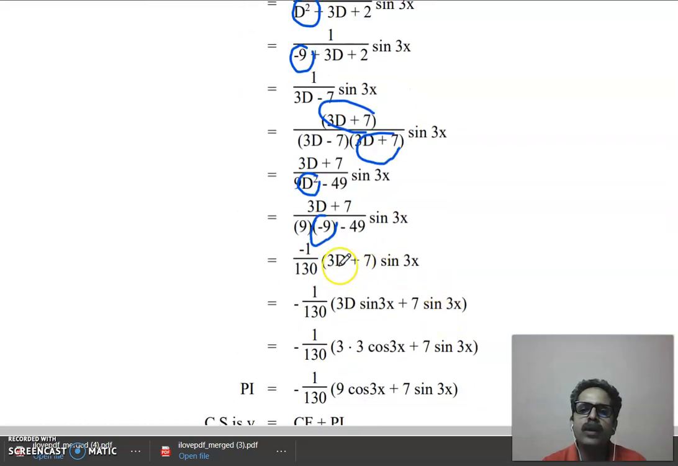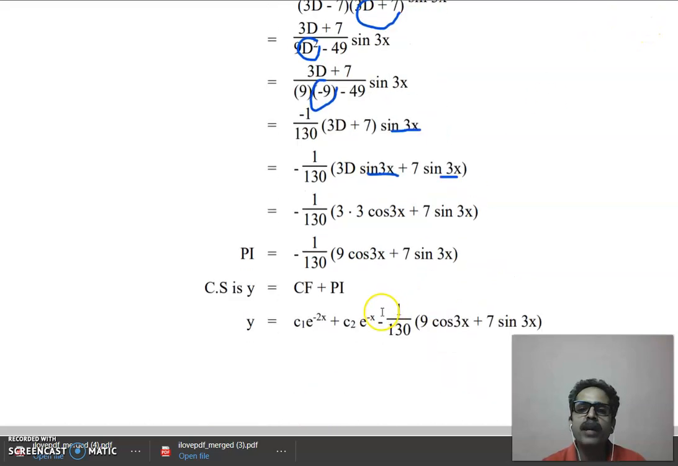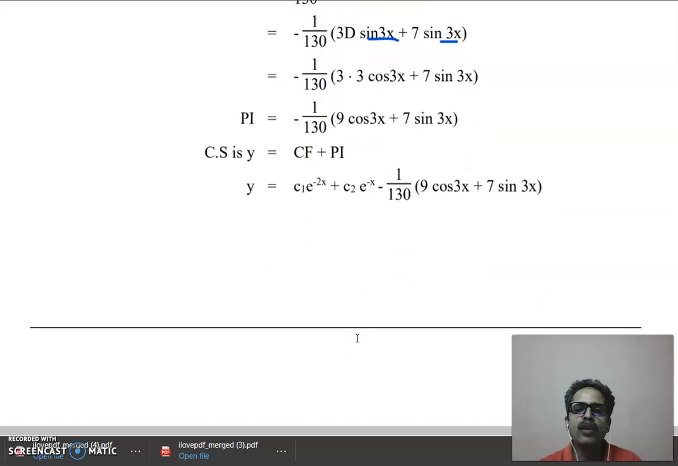Now this operator is left, 3D plus 7 is left. The denominator is constant, you can take it out, and this operator 3D plus 7 is acting on sine 3x. So take term-wise action, and you must note that D of sine 3x means derivative of sine 3x, and it is 3 cos 3x, and all D have disappeared. That means we obtain the value of PI, and the complete solution is given by y equals CF plus PI. Now put the value of CF and PI, we can get the solution for the given problem.